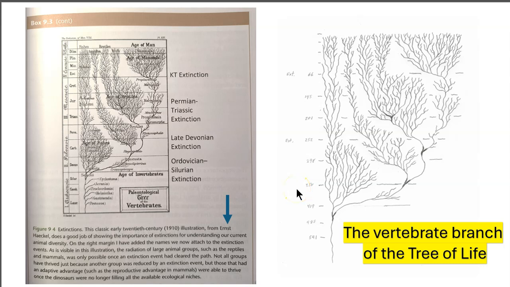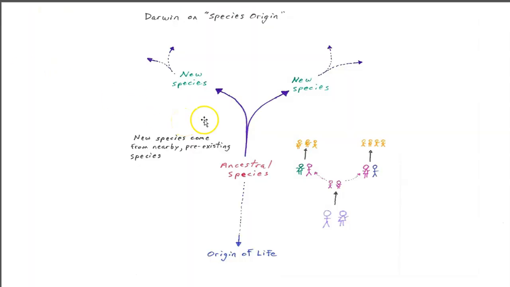In this lesson, we'll take a look at the vertebrate branch of the tree of life. We're going to use a diagram made by Ernst Haeckel in 1910, and while it's dated, it does illustrate major features in vertebrate evolution, so I made a copy of it, and we'll see this throughout the lesson. But first, a recap of Darwin's understanding of species origin.